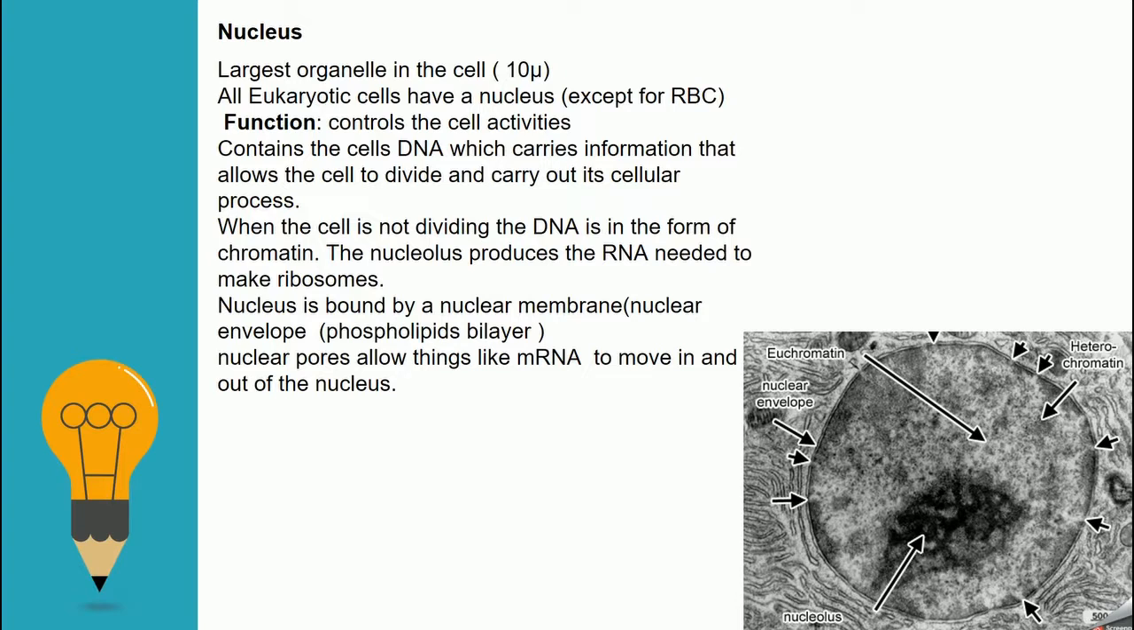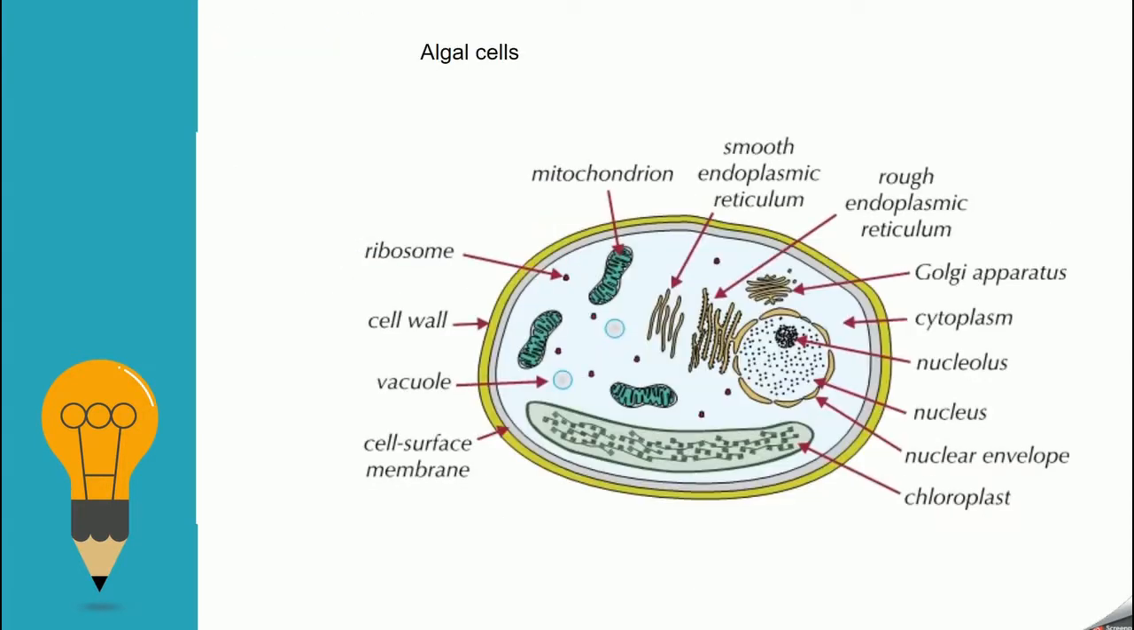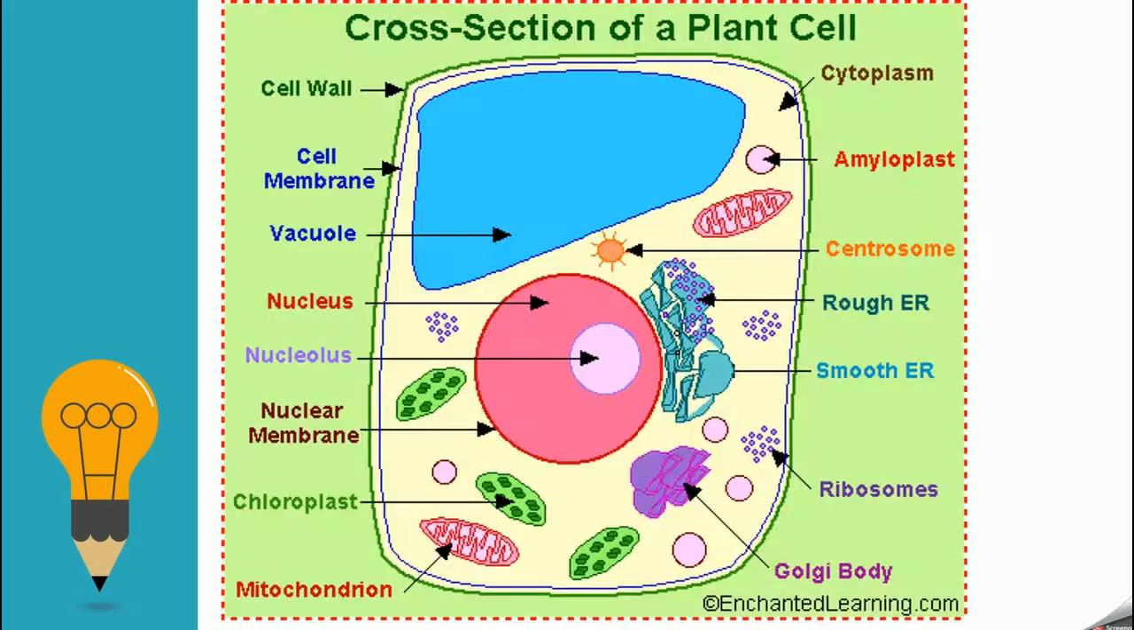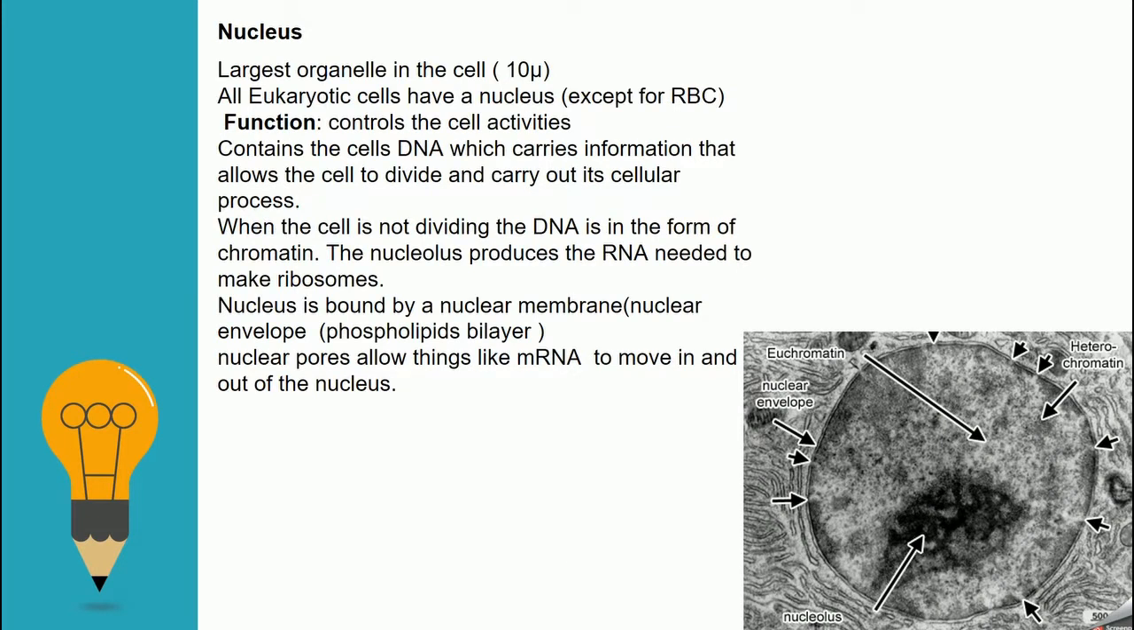Now, you're probably thinking, why is a red blood cell classified as a eukaryotic cell? The reason for this is because, like I said in the previous slide, eukaryotic organisms have eukaryotic cells. Now, since red blood cells are found in eukaryotic organisms, therefore the red blood cell will be classified as a eukaryotic cell, despite it not having a nucleus. So the function of the nucleus, it controls the cell activities.